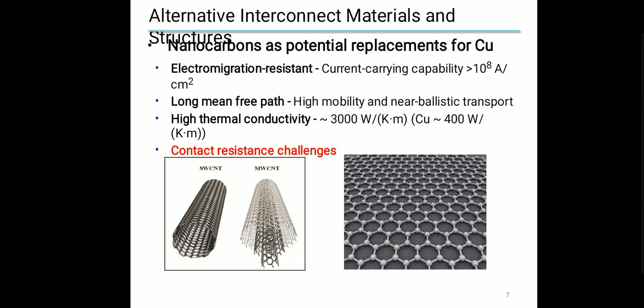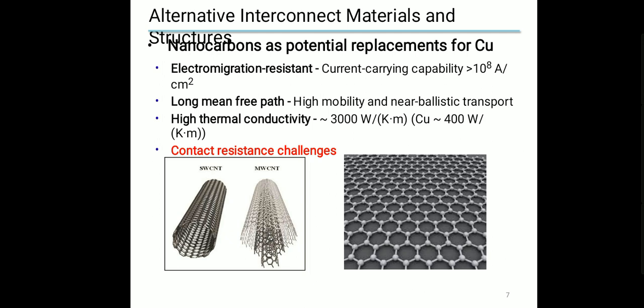Now, alternative interconnect materials and structures. Also, nanocarbons as potential replacements of copper. So, why are they replacing copper? Because it has larger capacity than copper and high intensity. So, these replace copper.